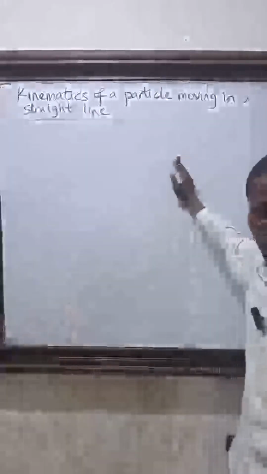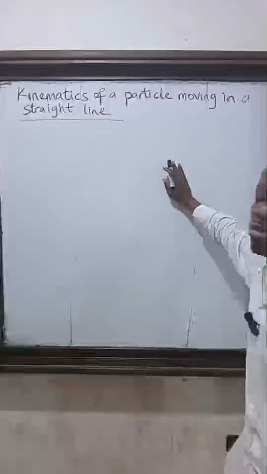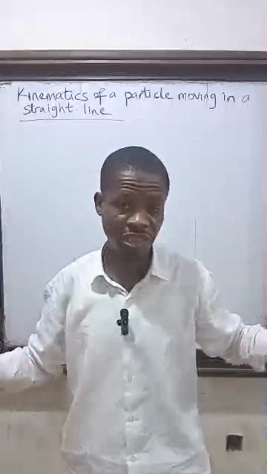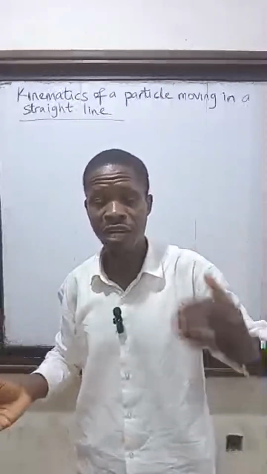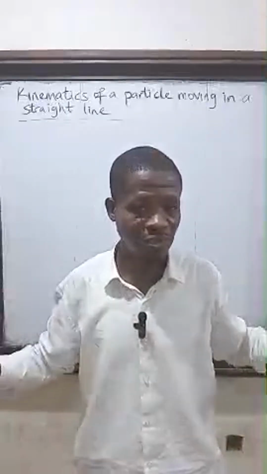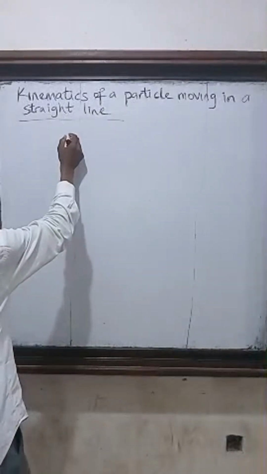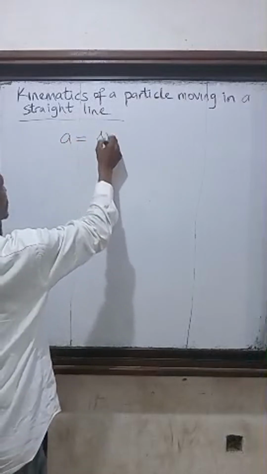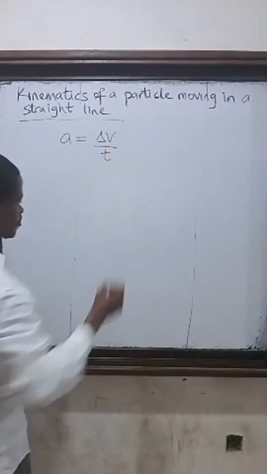Welcome to this lesson. We're looking at kinematics, a particle moving in a straight line. We're going to be looking at the derivation of the kinematic equations, and then after that, we'll take a series of questions. Let's start from acceleration. Acceleration is a change in velocity over time.